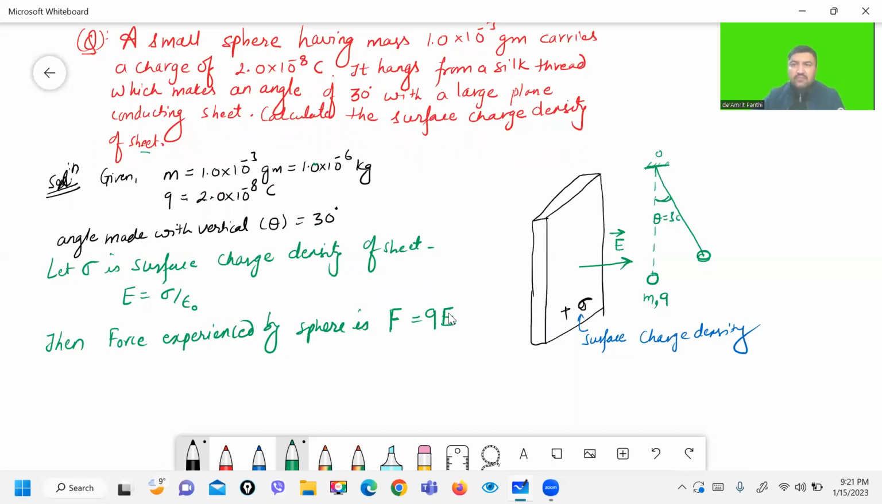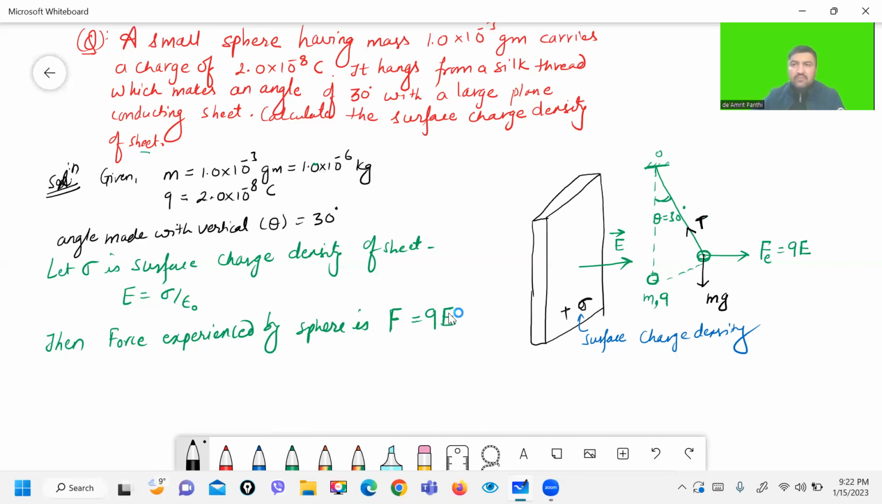Theta equals 30°. Now, one force experienced by this sphere is horizontally away, that is the electric force Fe equals QE. The other forces acting on the sphere are the gravitational force mg, vertically downward, and the tension T towards the point of suspension. Since the sphere is finally in equilibrium, the sum of all forces acting on it must be equal to 0.